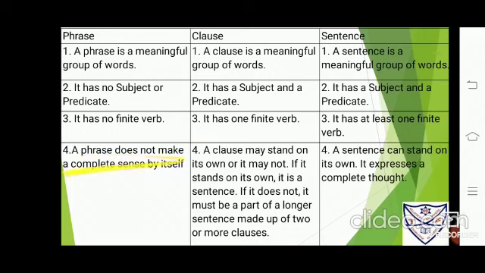A phrase does not make a complete sense by itself. A clause may stand on its own or may not. The clause that stands on its own is called the principal, main or coordinate clause, and the clause that cannot stand on its own is called the subordinate clause, or the dependent clause. If it does not, it must be part of a longer sentence made up of two or more clauses. A sentence has at least one finite verb, can stand on its own, and expresses a complete thought.